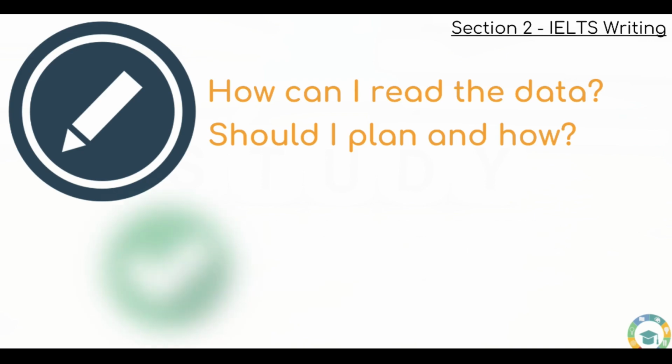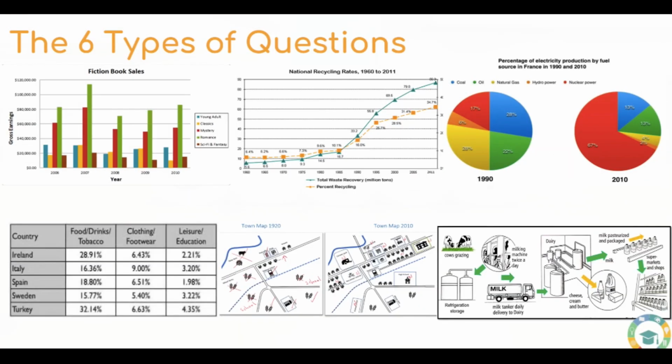Before we move on, let's review the 6 question types in IELTS Writing Task 1. Try pausing the video and see if you can name these 6 different types of visual information. And here are the names of the 6 question types.